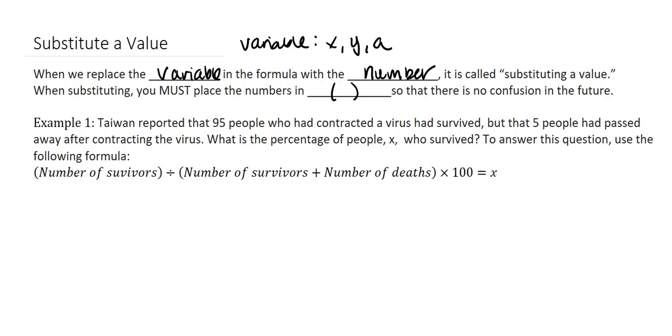So example 1: Taiwan reported that 95 people who contracted a virus had survived, but that 5 people had passed away after contracting the virus. What is the percentage of people X who survived? To answer this question, we're going to use the following formula: the number of survivors divided by the number of survivors plus the number of deaths, times 100, is equal to X.